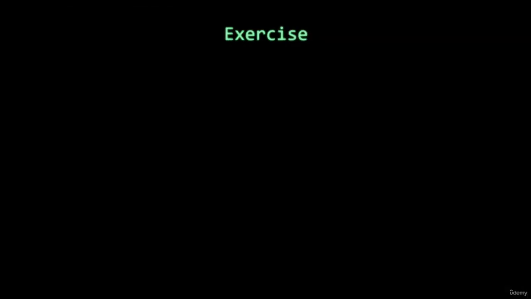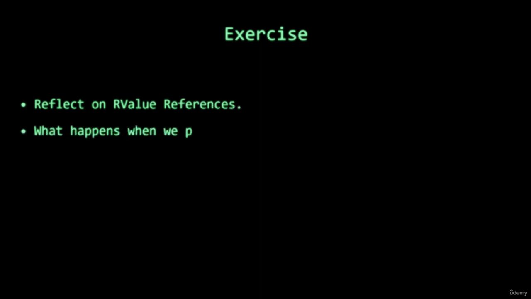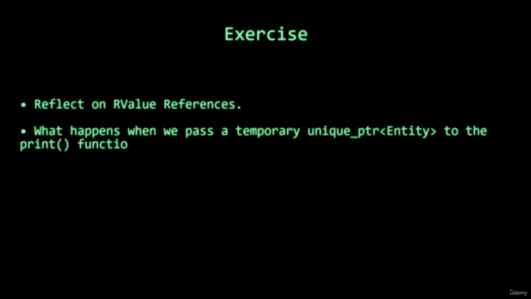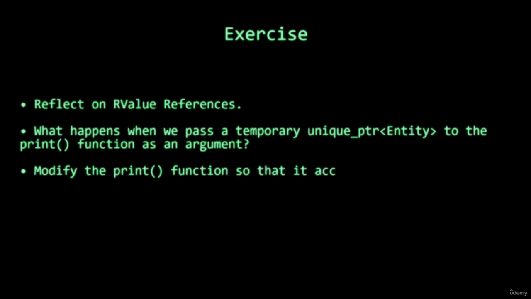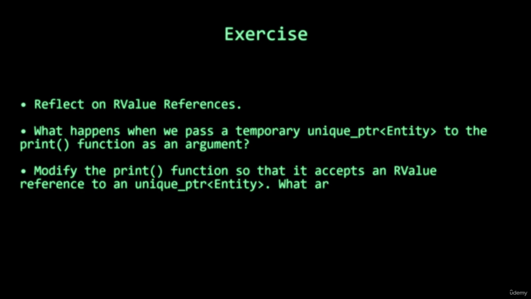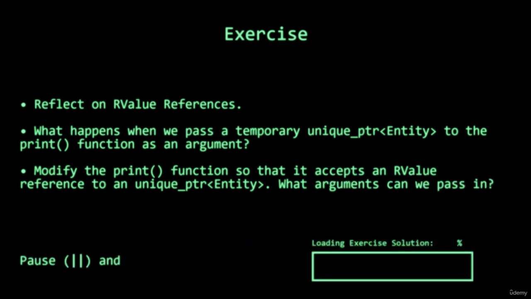Okay, we've discussed passing by value, passing by reference to unique pointer, and also passing by reference to unique pointer constant. Now as an exercise, I'd like you to reflect on R value references, and what do you think is going to happen when we pass a temporary unique pointer entity to the print function as an argument? Can we even do that, and how would you go about doing that? Next, I'd like you to modify the print function from the previous example so that it accepts an R value reference to unique pointer entity. Once you've made that modification, I'd like you to think about what arguments we can pass into the function. Alright, go ahead, pause the video, try this exercise, and when I come back, I'll show you a few things in Visual Studio.